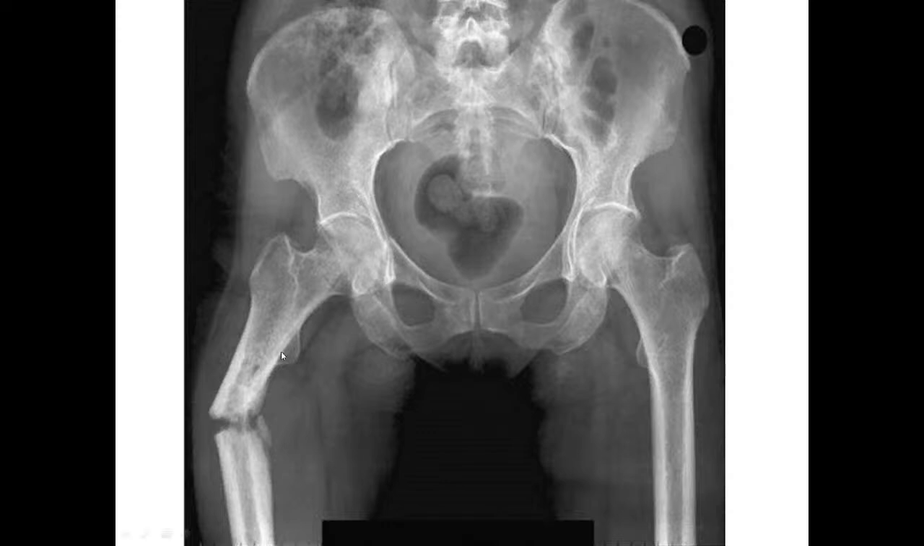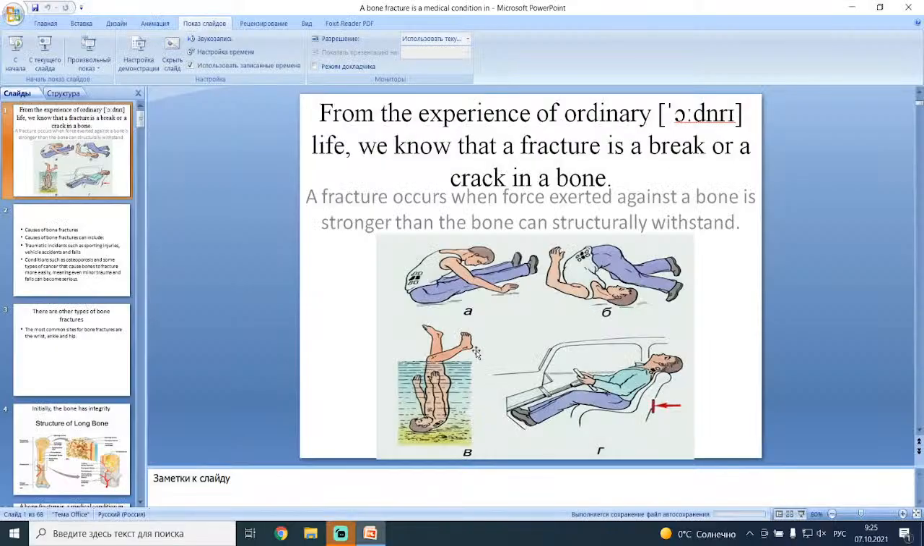In this slide you can see the bone of the femurs in here. Okay, today it's enough, and we end our lecture, and after 2 weeks we have the next lecture. Okay, goodbye.